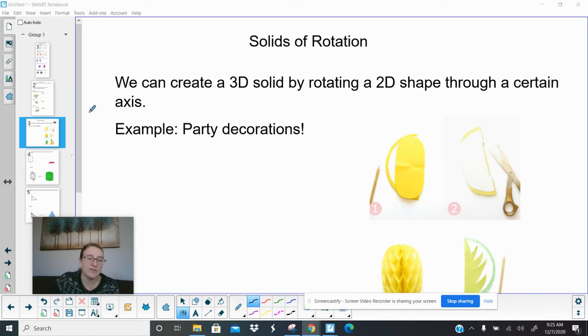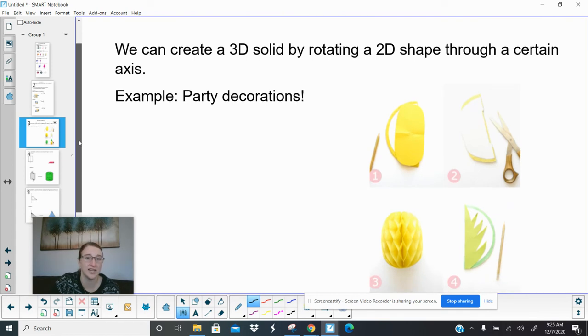So this is an example. If you've ever seen these party decorations, if you've ever helped your parents get decorated for a party, you probably have. A lot of you guys have huge families and you throw parties all the time. You might have seen decorations like this at the party store, but you can actually make them yourself.